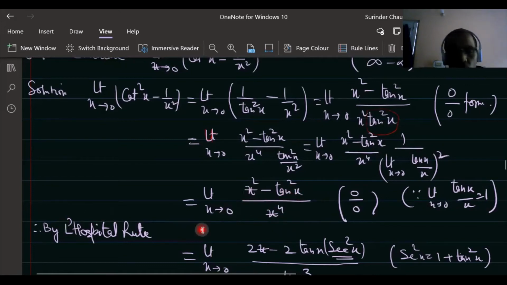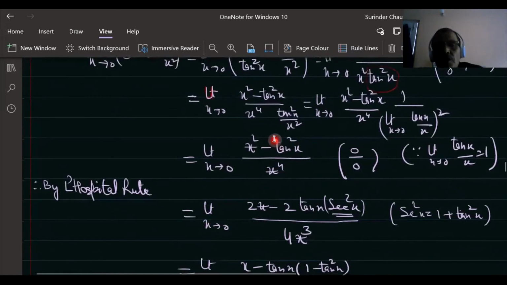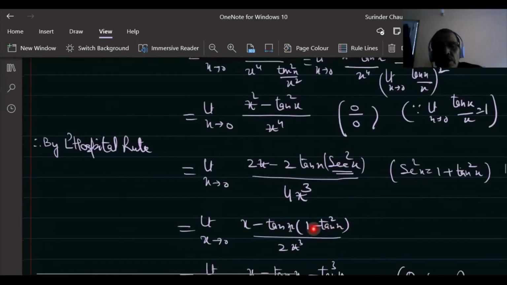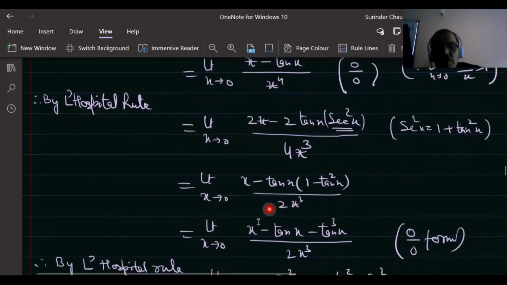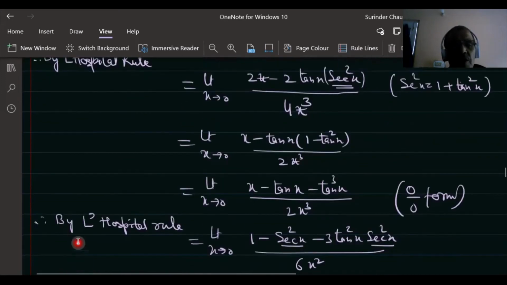We can apply L'Hospital's rule. So differentiate numerator upon differentiate denominator. The limit as x goes to 0 of the derivative of the numerator, 2x minus 2 tan x sec squared x, upon 4x cubed. Put sec squared x as 1 plus tan squared x. Simplify it. After simplification, check which indeterminate form this is. At x equal to 0 it is 0 by 0. Again, we can apply L'Hospital's rule here.